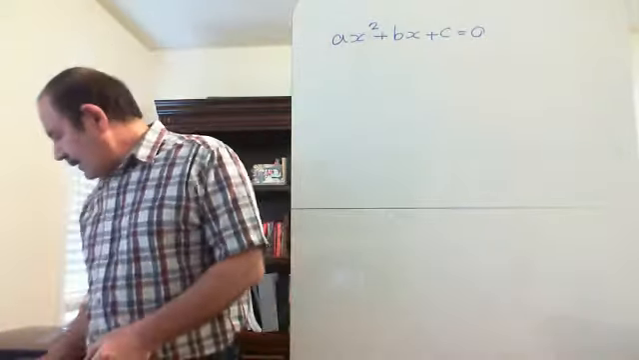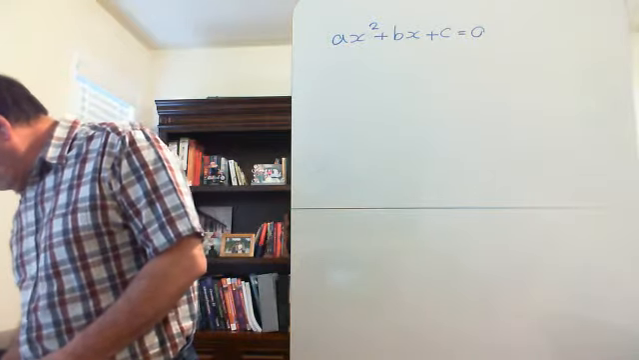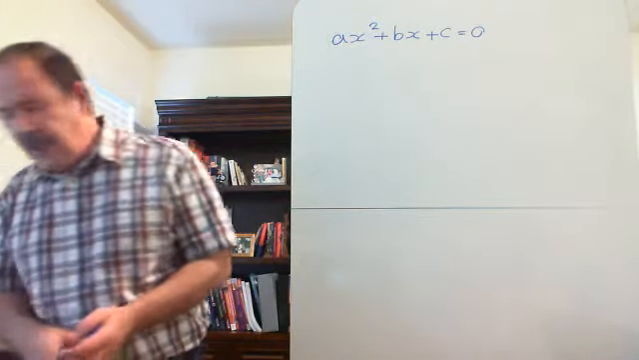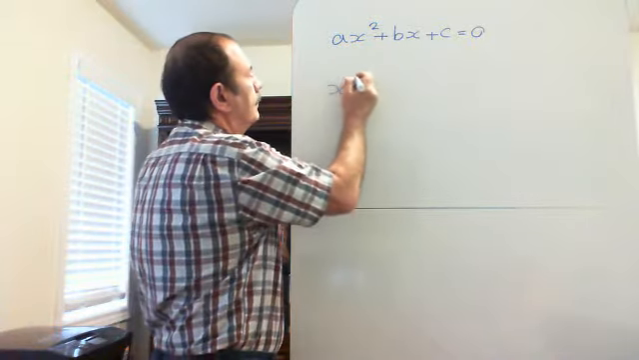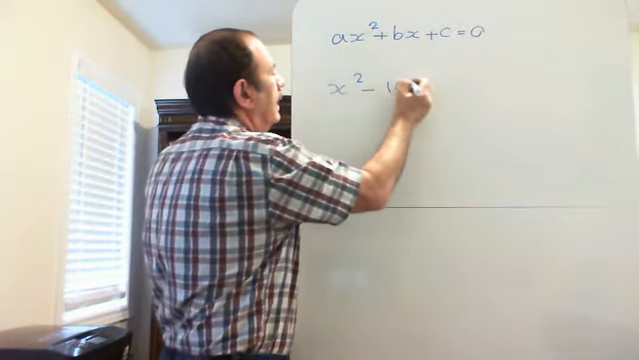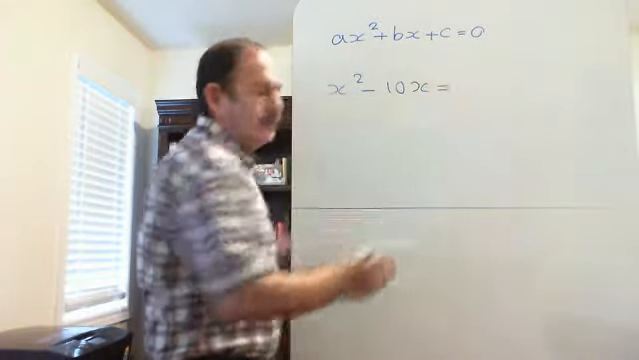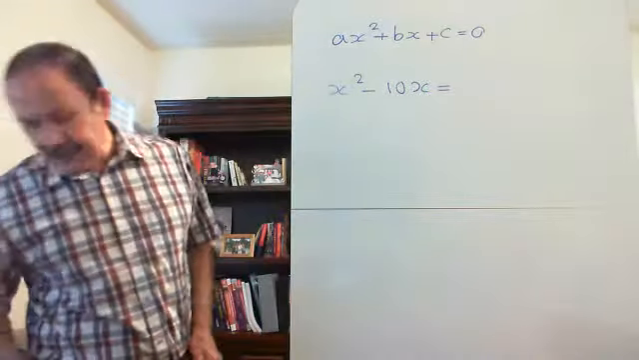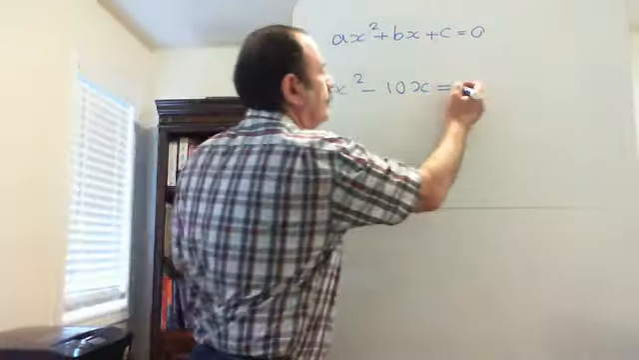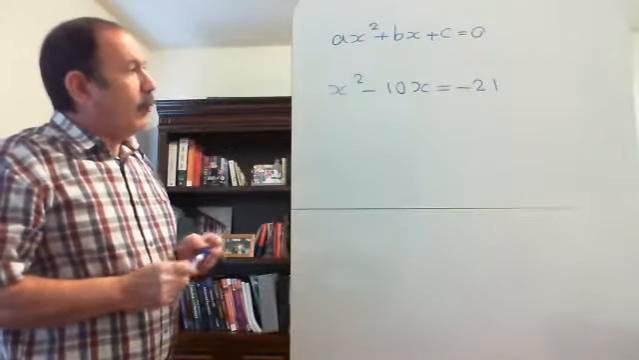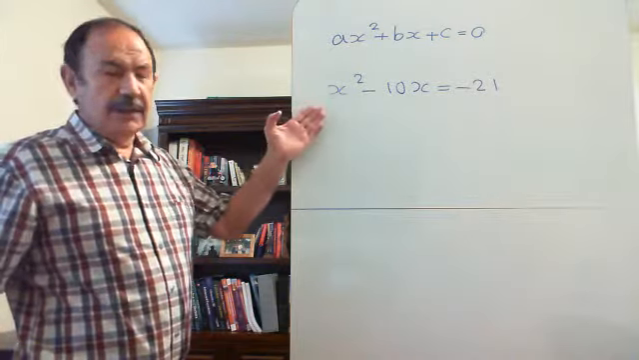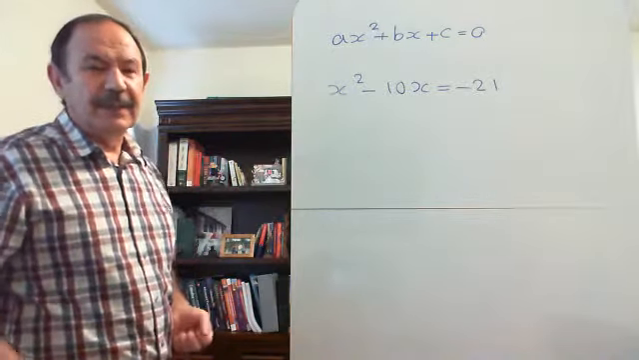Let's use another example. X squared minus 10x is equal to negative 21. Okay, I want to solve this quadratic equation by factoring.